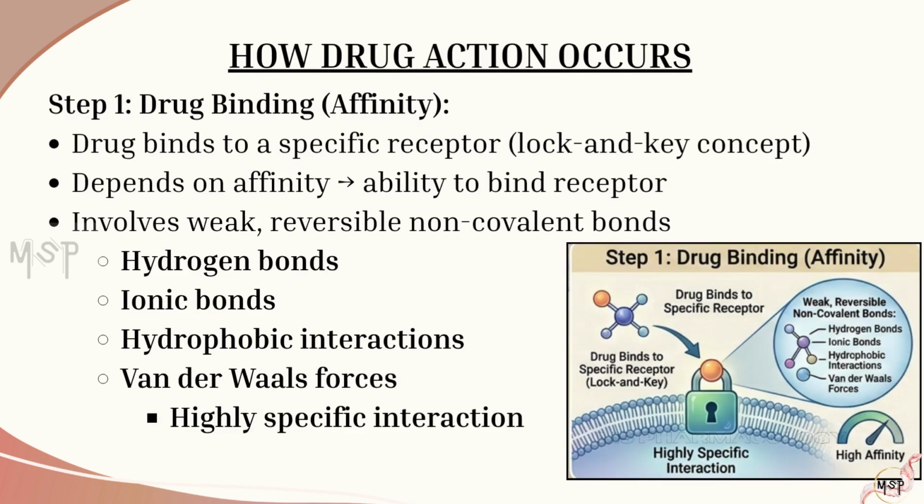How does a drug actually produce its effect in the body? Let's break down the process of drug action on receptors into clear sequential steps. Step 1. Drug binding. When a drug reaches its target, it binds to a receptor, just like a key fitting into a lock. This is called affinity, the ability of a drug to recognize and attach to its specific receptor.